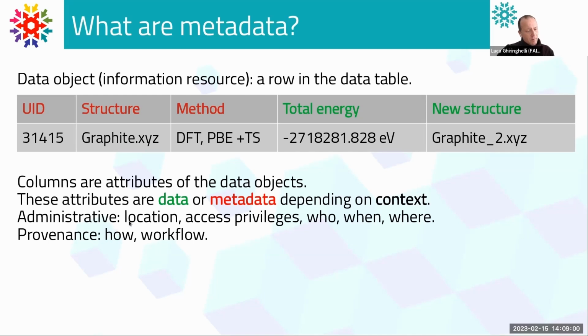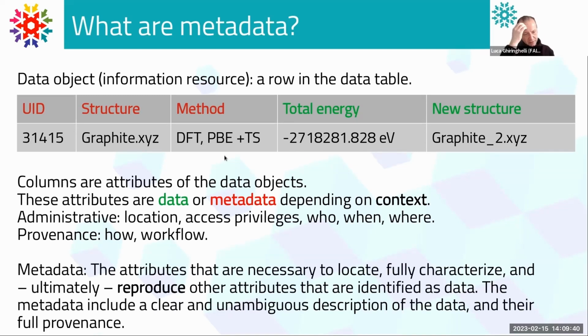Now, we also have what is more commonly understood as metadata: attributes such as access privileges, who can access the data, when the data were uploaded, and this kind of information. We call this administrative metadata. And then we have, as I mentioned before, the provenance. So how a certain data object, or essentially the data in a data object, was derived in a wider sense.